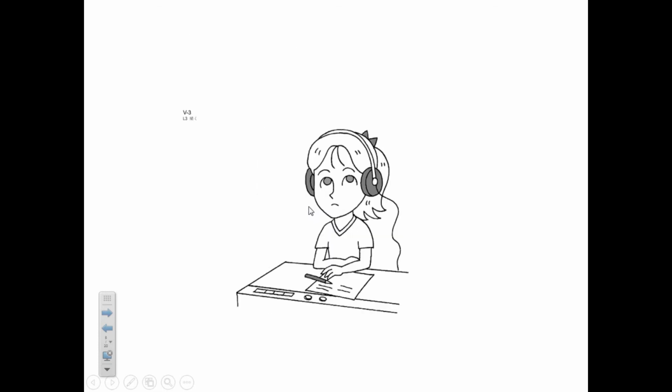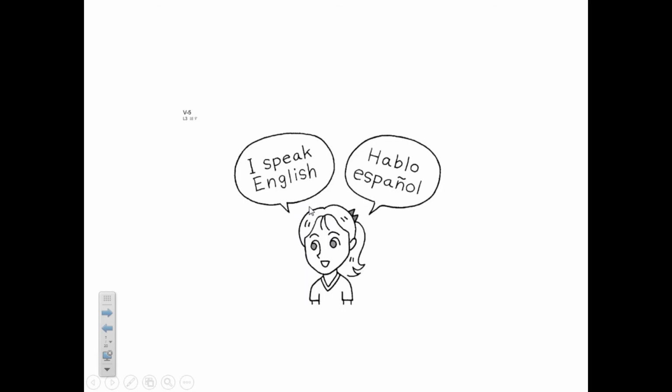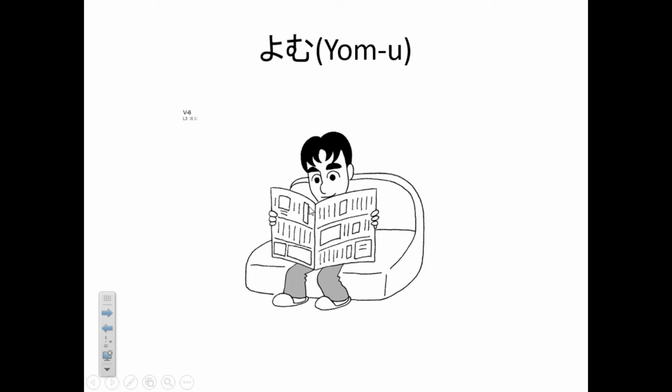Next one is to listen, kiku. To drink, nomu. To speak, hanasu. To read, yomu. So they're the ones you learn in this lesson. All of them are u verbs.